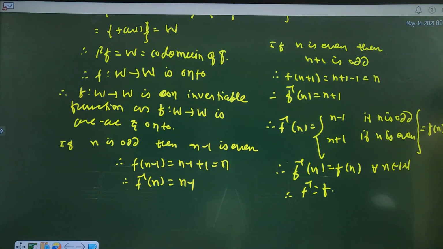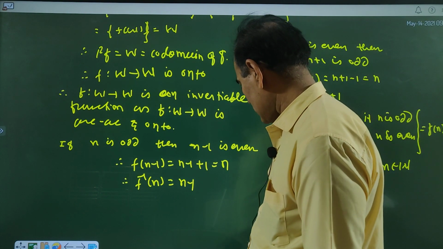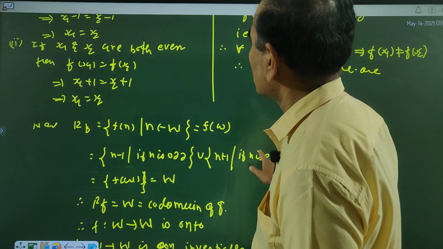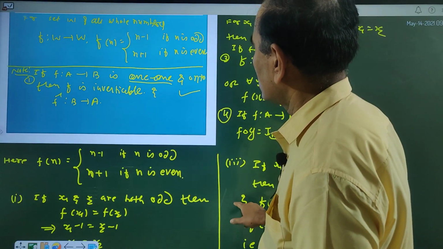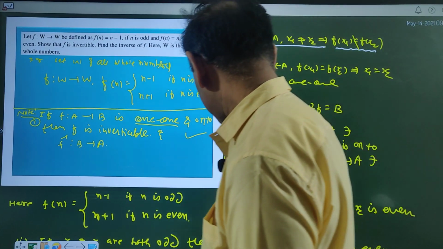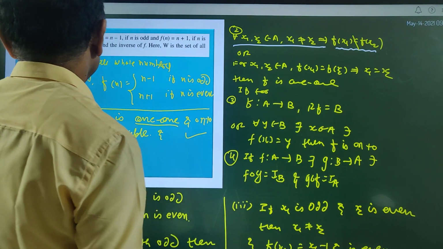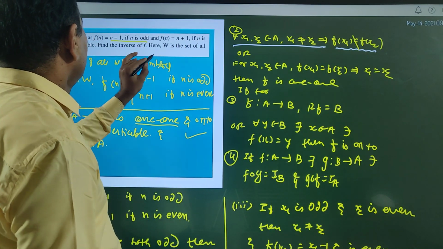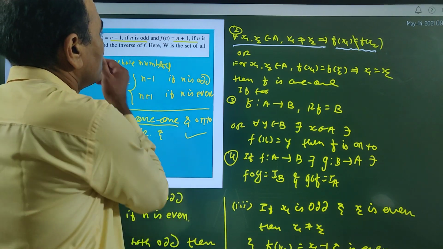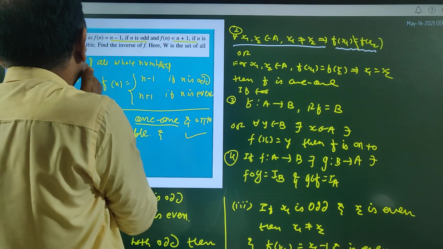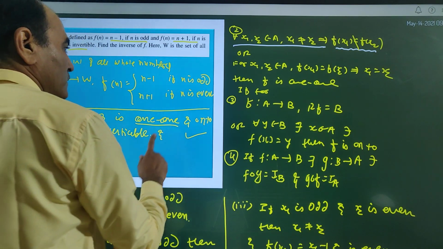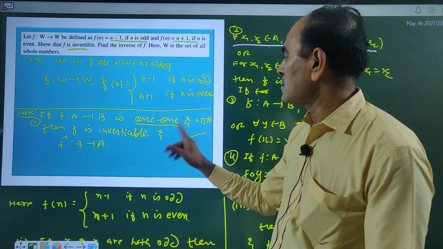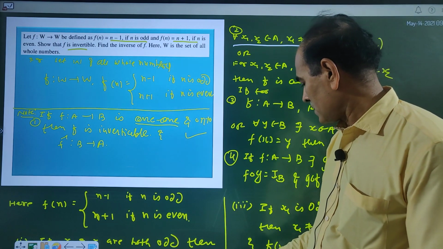Before next, I would like to revise this thing. See here, n minus 1 if n is odd and n plus 1 if n is even, W is the set of whole numbers, is invertible. So for this one, what we need to see is one-oneness and onto-ness, then invertible. Clear?